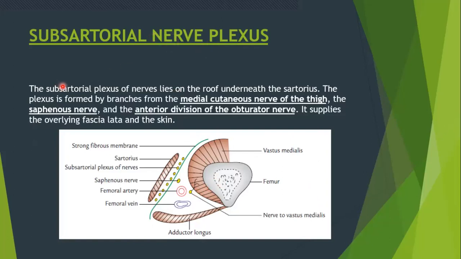Subsartorial nerve plexus. The subsartorial nerve plexus lies on the roof underneath the sartorius. The plexus is formed by branches from the following nerves: medial cutaneous nerve of the thigh, the saphenous nerve, also from the anterior division of obturator nerve. It usually supplies the overlying fascia lata and the skin. Okay.